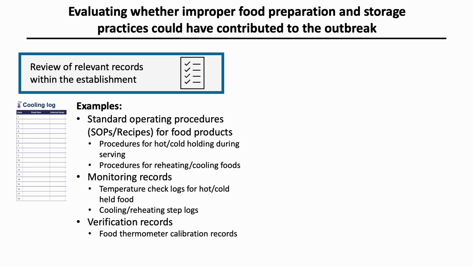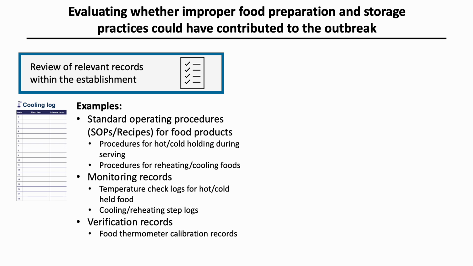In particular, when reviewing SOPs, investigators should pay careful attention to hot and cold holding procedures, as well as reheating and cooling procedures, to make sure they are appropriate and in line with time and temperature controls that can control the growth of C. perfringens on food. Additionally, through reviewing monitoring and verification records, the investigator can ensure that SOPs are consistently being followed.